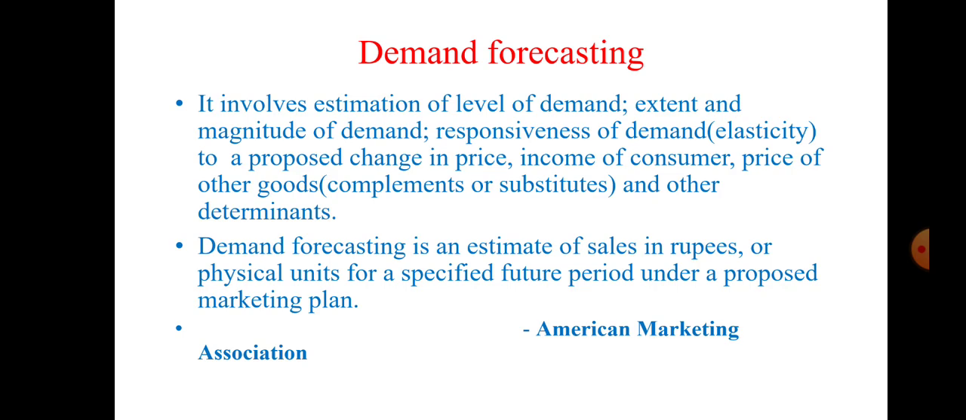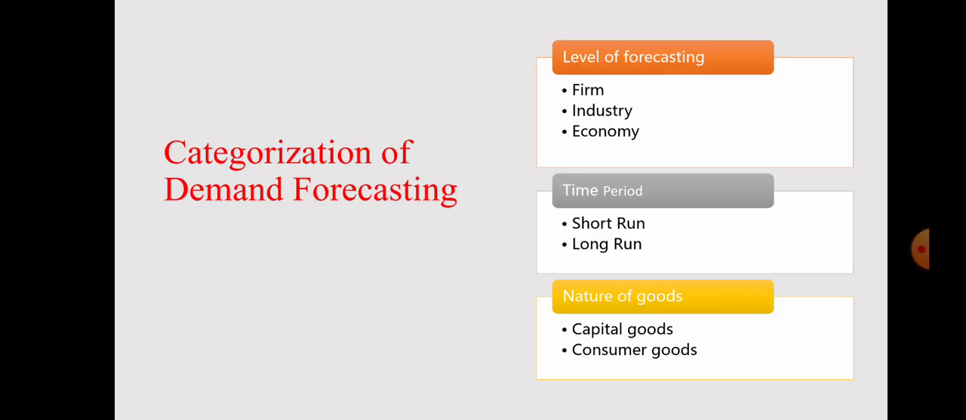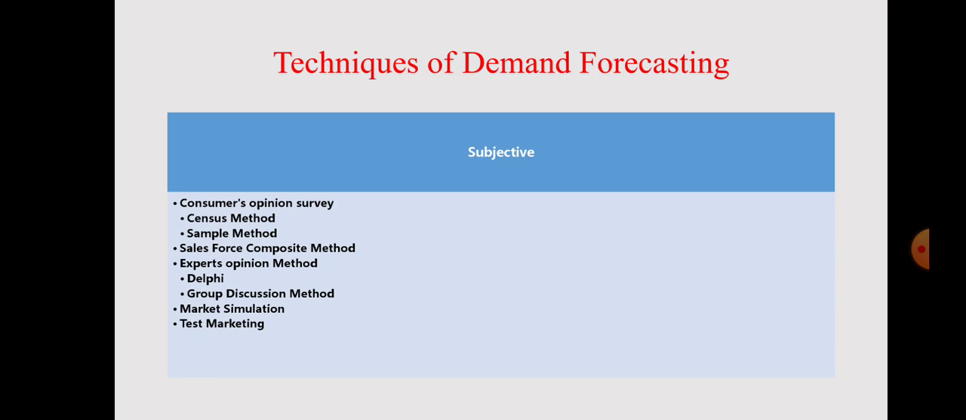According to the American Marketing Association, demand forecasting is an estimate of sales in rupees or physical units for a specified future period under a proposed marketing plan. We can categorize it based on level as firm, industry and economy, based on time as short run and long run, and based on nature of goods as capital goods and consumer goods. The different techniques of demand forecasting are consumers opinion survey, census method, sample method, salesforce composite method, experts opinion method, Delphi method, group discussion method, market simulation, and test marketing.